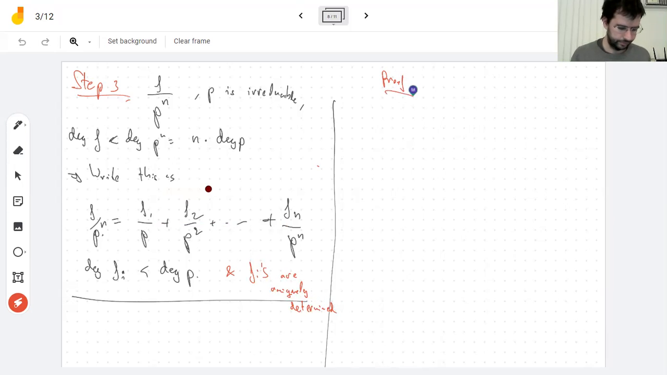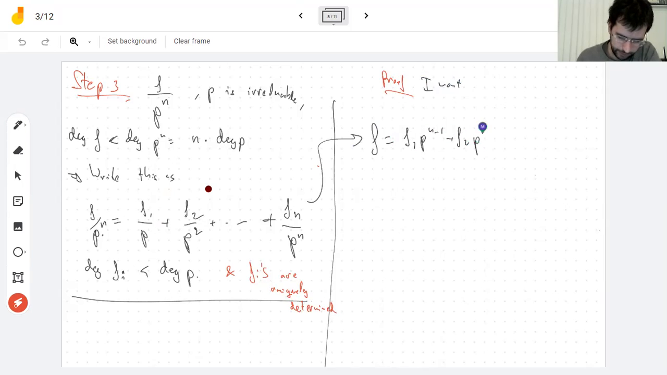So here we go. What we want to do is take this equation that we want, and I want to clear the denominators. So f is going to be f1 b to the n minus 1 plus f2 b to the n minus 2 all the way to, I multiply by b to the n, so the last thing actually has no denominator. So what does this look like? It looks familiar to me. It reminds me of this equation.